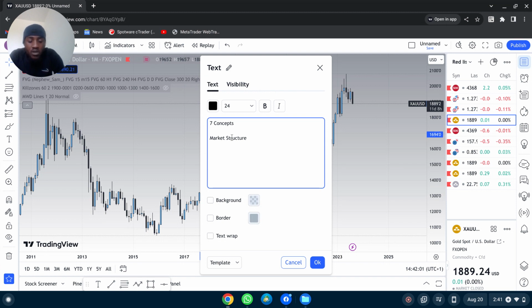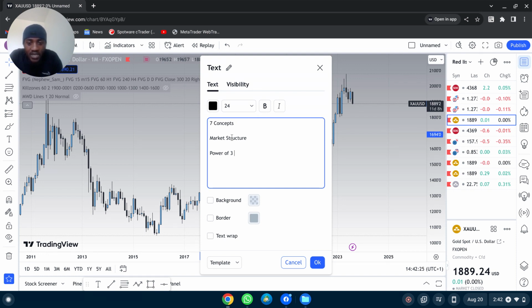You've then got power of 3. This is one that I don't think people talk about as much as they should. I think it's a lot of the reasons why people go wrong when it comes to learning ICT trading. Power of 3.